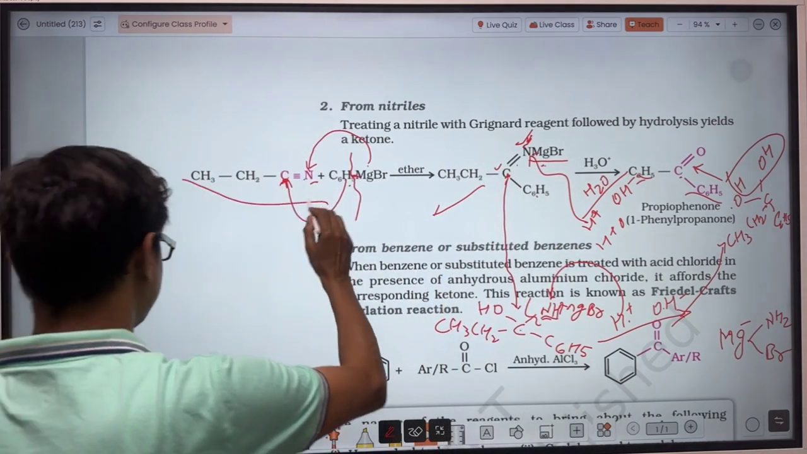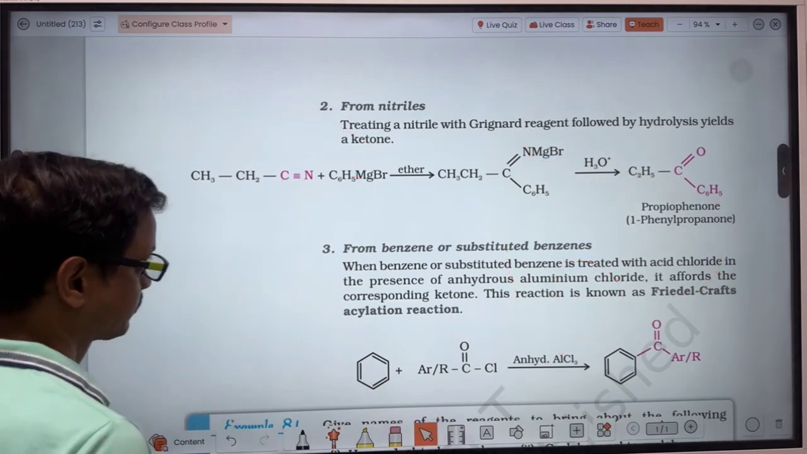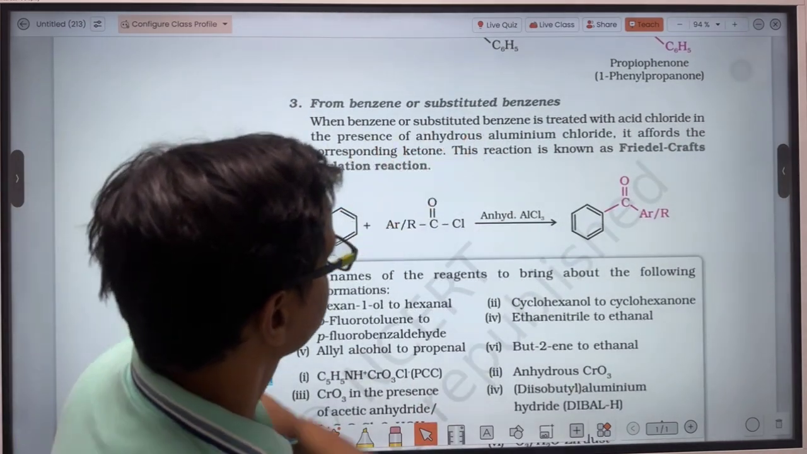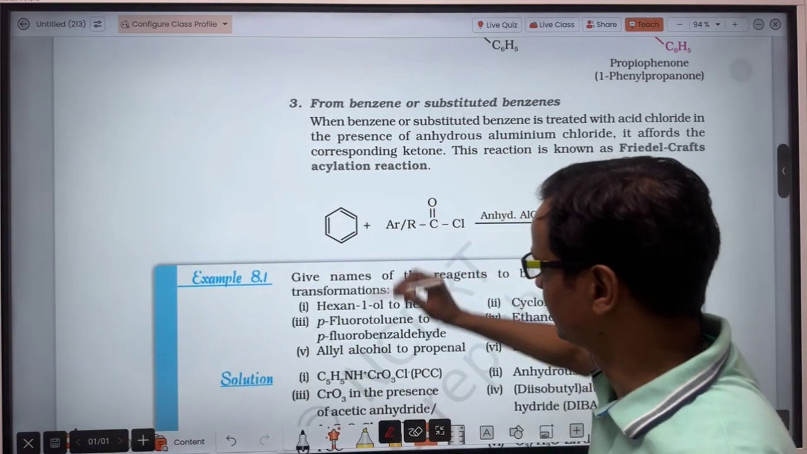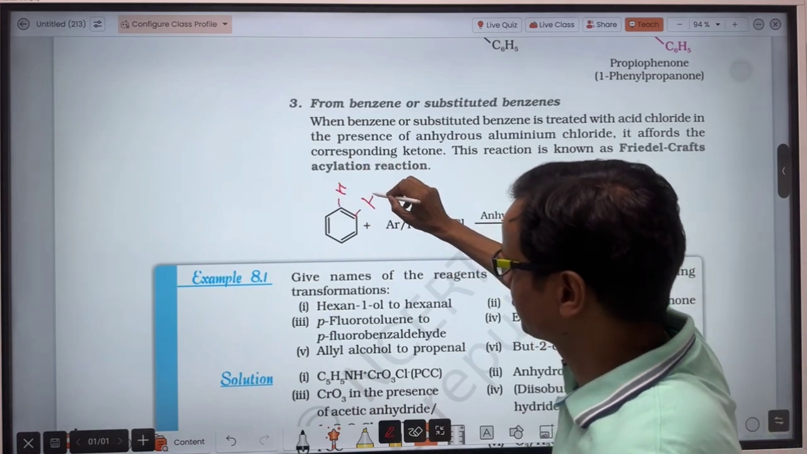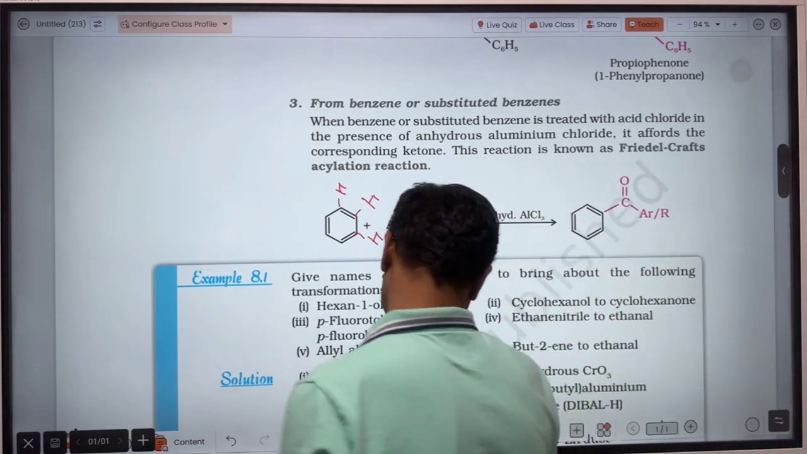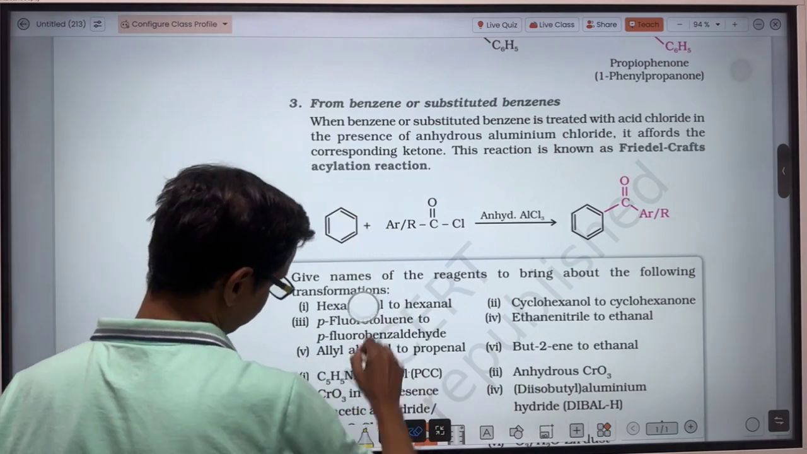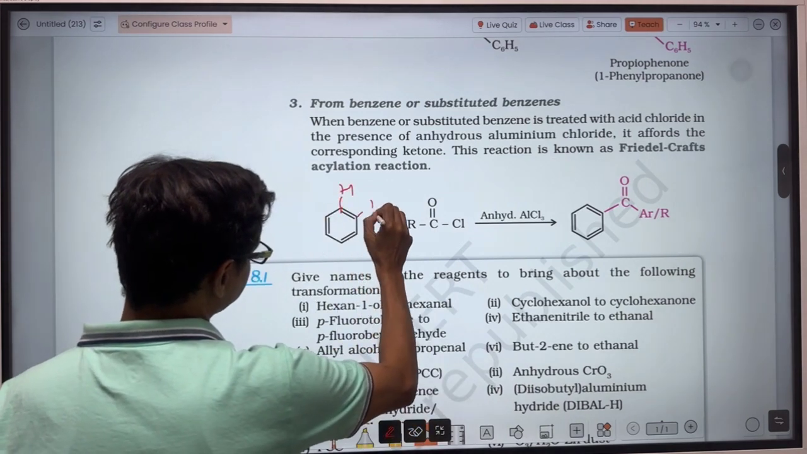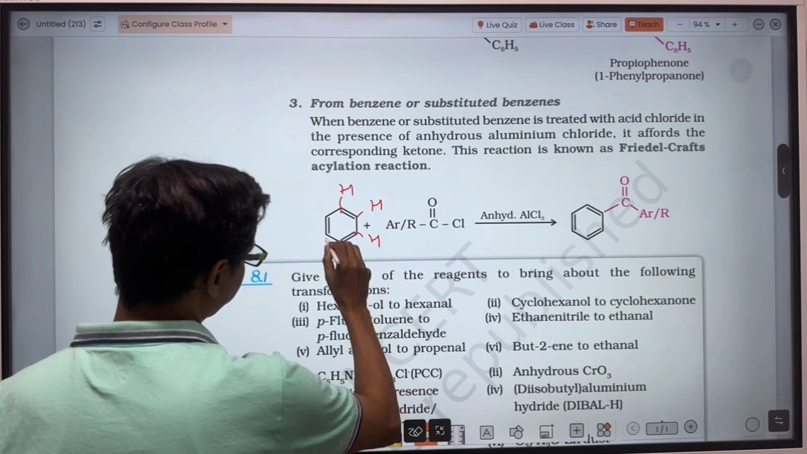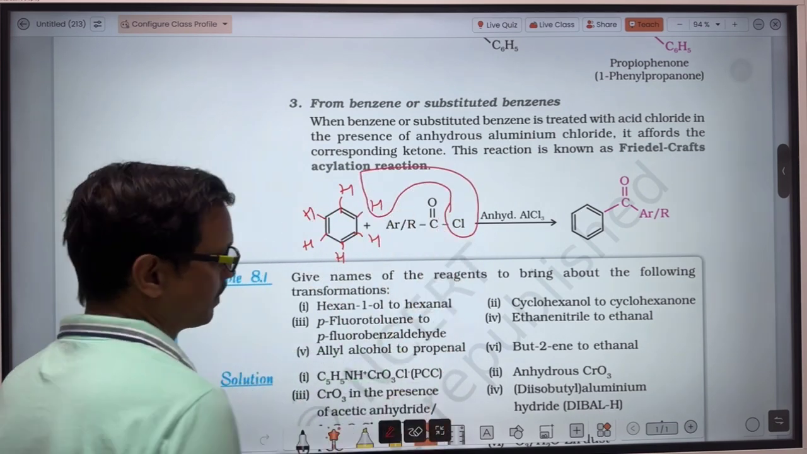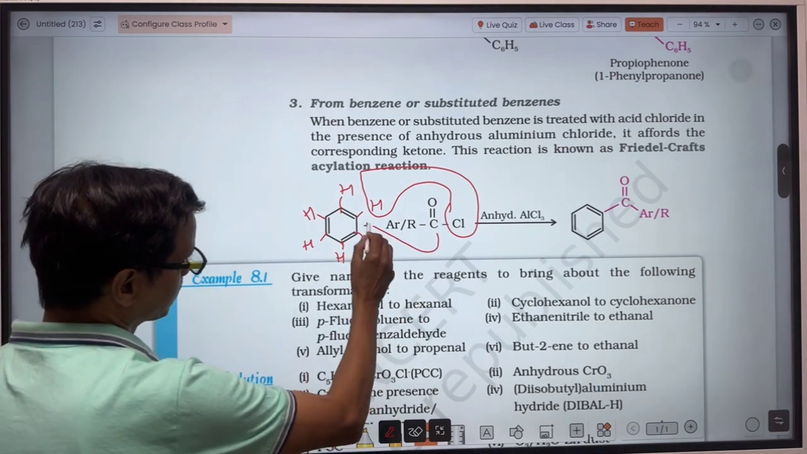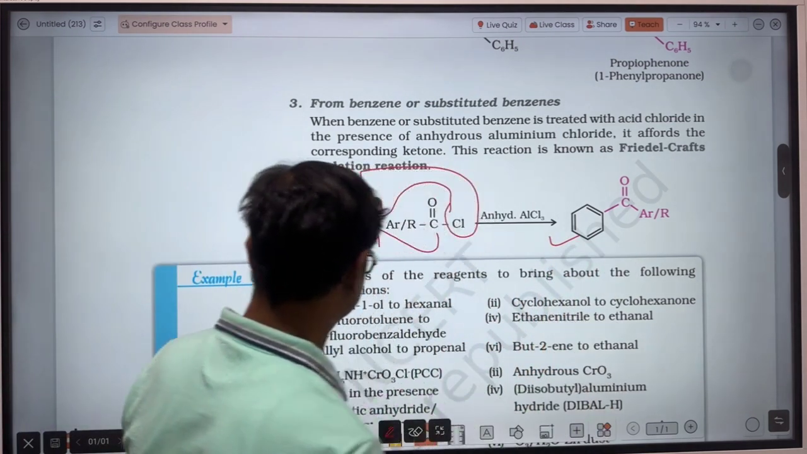Now the next method is from benzene or substituted benzene. This is the Friedel-Crafts acylation. In benzene, to every carbon atom there is a hydrogen. So this chlorine will combine with any one of the hydrogens to form HCl, and this acyl part will bond to that carbon. That is the product.